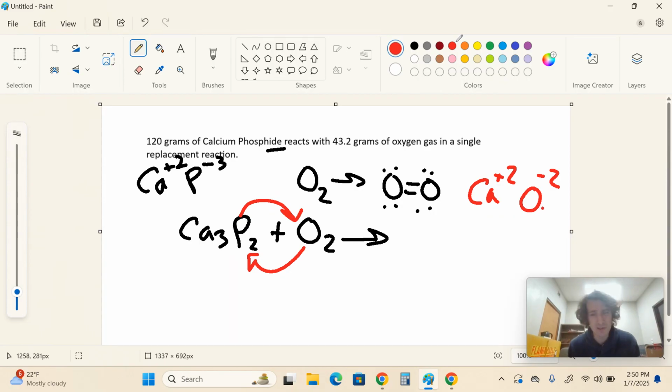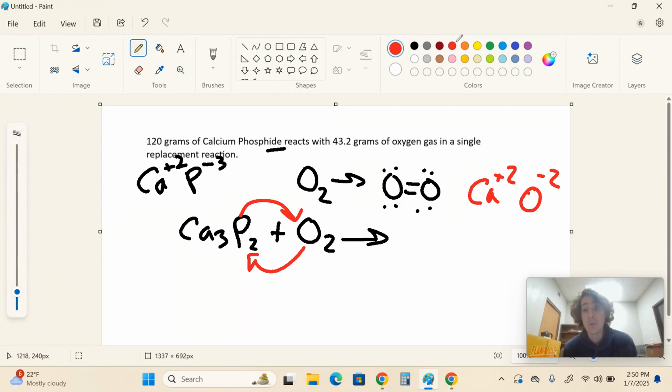Notice the 2 down here is not there anymore. You might say, oh, is it up here now? They're different things. Remember, the numbers below, the subscripts, are how many of those atoms are in that molecule. The number above, as a superscript, is the charge. In this case, oxygen has 2 extra electrons.